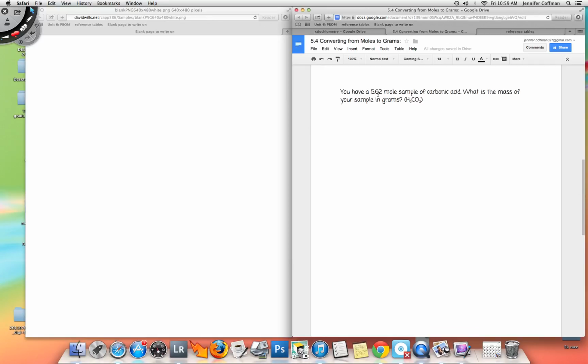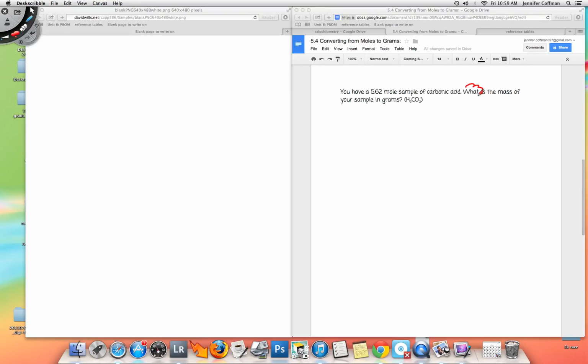You have a 5.62 mole sample of carbonic acid. What is the mass? There's my question word. Let's get a pen so we can highlight that. I know right after that question word is what they're going to be looking for, which is the mass. And when they're talking about mass, they're actually talking about mass in terms of grams. And they gave us in the problem moles. This is what they gave us. So we are given moles. We want to calculate mass, which is going to be in grams.